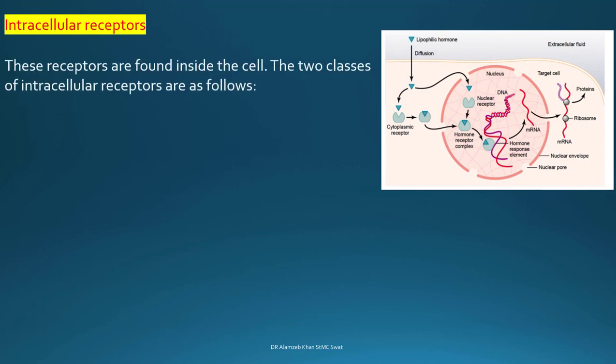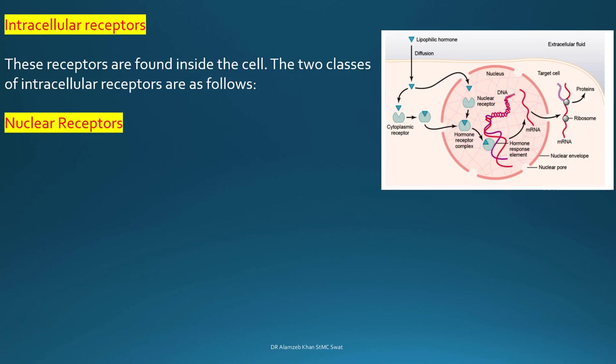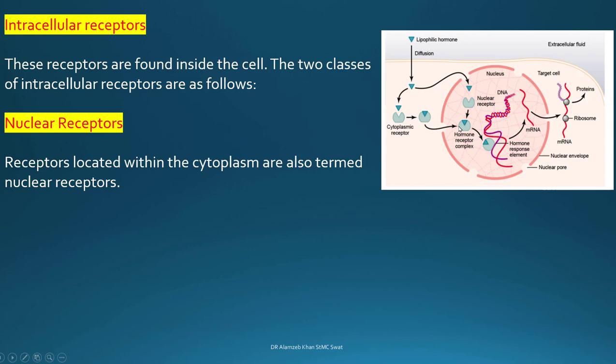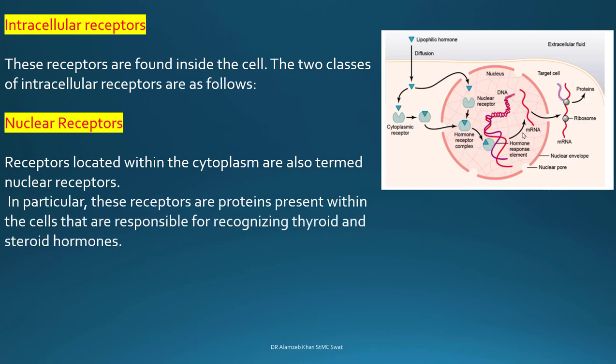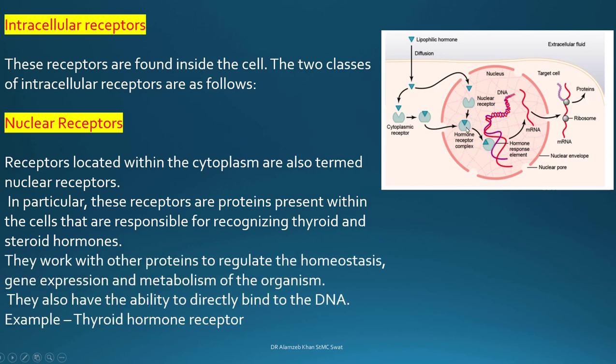Intracellular receptors. These receptors are found inside the cell. The two classes of intracellular receptor are as follows: nuclear receptors, and receptors located within the cytoplasm. Those receptors which are found in the cytoplasm are also called nuclear receptors because they act in both areas. In particular, these receptors are proteins present within the cell that are responsible for recognizing thyroid and steroid hormones.